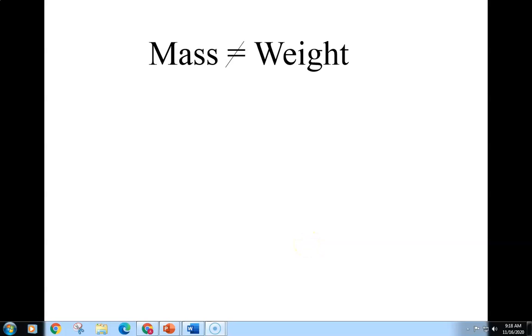So today I want to cover a couple things, the difference between mass and weight, and also how to do the free body diagram when an object is on a sloped surface. So first, the difference between mass and weight.